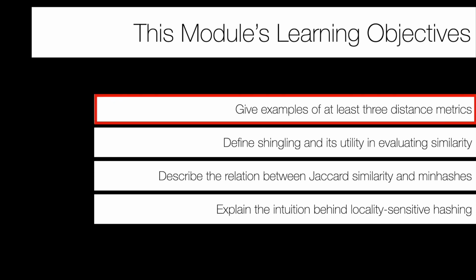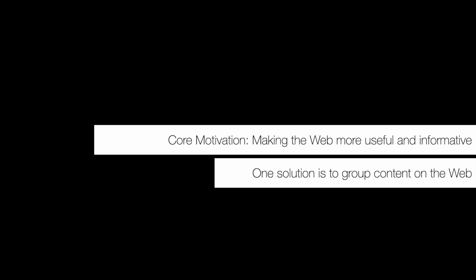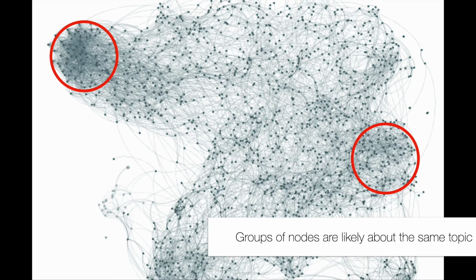So first, let's talk about distance metrics. If we revisit the core motivation for the class, or one of the major questions we have, really what we're trying to do is make the web more useful and informative. And in the last module, Module 2, we talked about one way to do this, which is to group content on the web. Because as we saw, nodes that are similarly placed in a network, or grouped closely together, are likely about the same topic when we're talking about graphs of web pages or graphs of information.